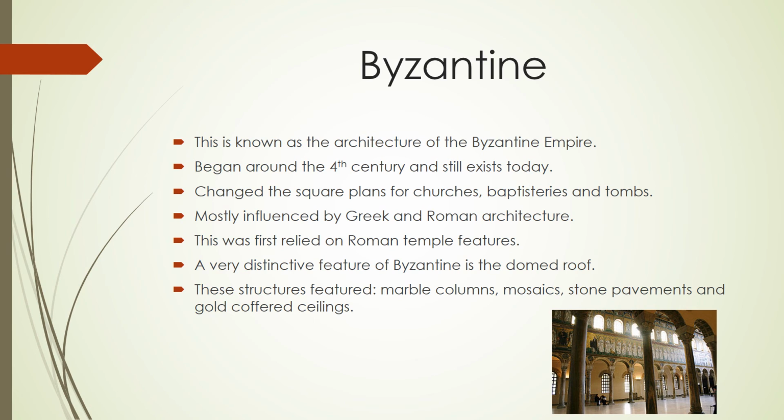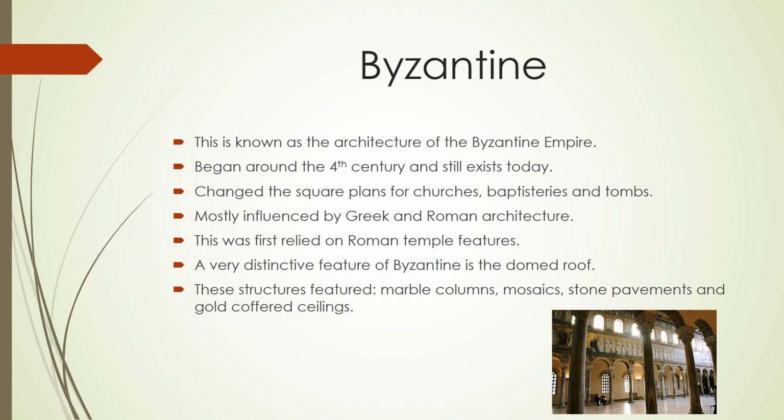Byzantine is known as the architecture of the Byzantine Empire. It began around the 4th century and still exists today. This changed the square plans for churches, baptisteries, and tombs. It was mostly influenced by Greek and Roman architecture.